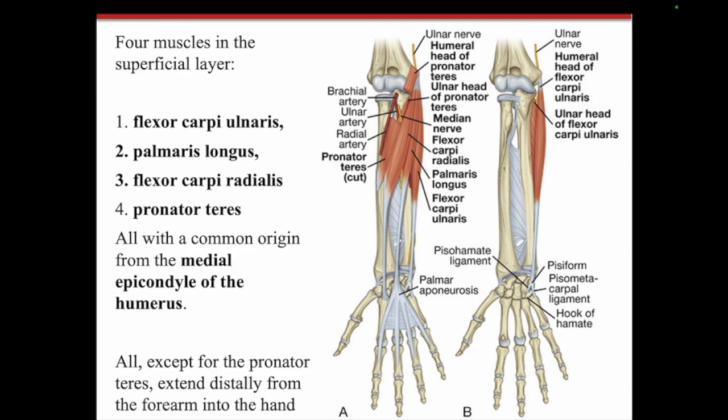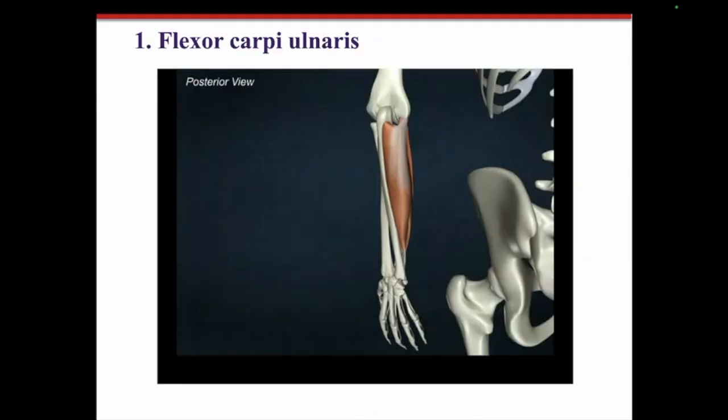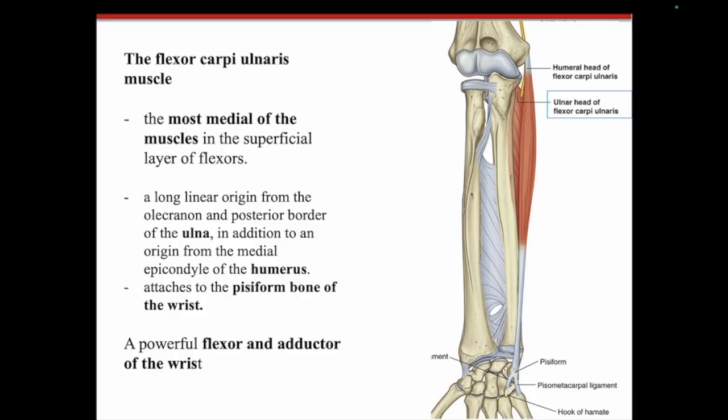Very extreme, you have the flexor carpi ulnaris, then the palmaris longus, which goes to the palmar aponeurosis, the flexor carpi radialis, and the pronator teres, which is a pronator. It doesn't act on the wrist. The flexor carpi ulnaris is a flexor of the wrist and an adductor. Don't forget adductor, because it brings the wrist to the medial side.